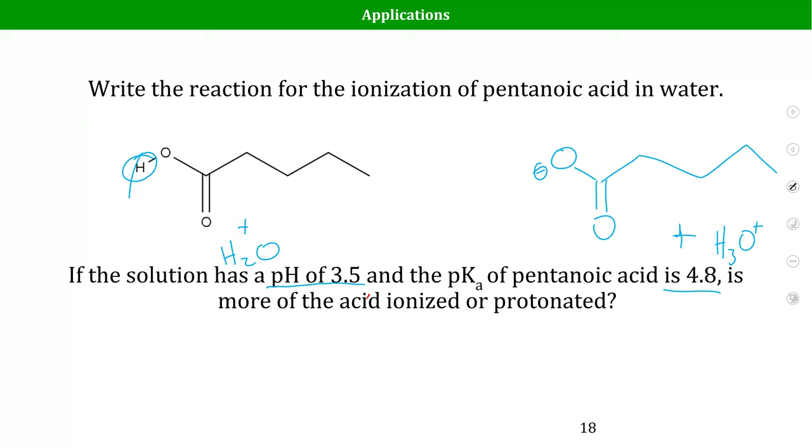I'll try never to use the term acidic to describe a molecule. I'll use acidic to describe solutions. Solutions can be acidic or basic. Molecules can be acids or bases. Subtle distinction, but that kind of keeps us from getting lost in that language a little bit. Like I just did. Right. So then what is the ratio of protonated to deprotonated? We can set up the buffer equation and solve for the ratio.